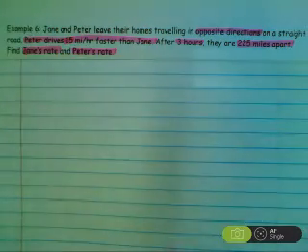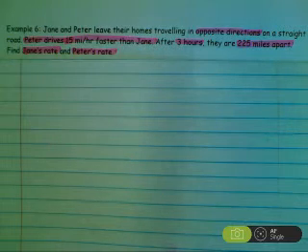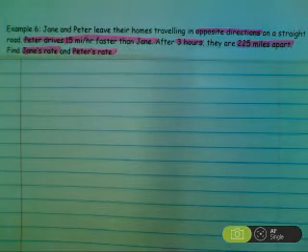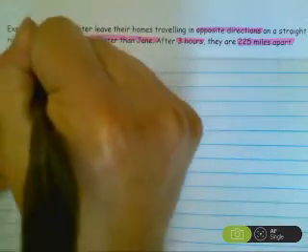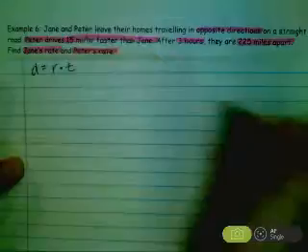Now, since they're going in opposite directions, you cannot set the distances equal to each other. You have no idea how far Jane travels and how far Peter travels. You don't need to know that for this problem, though. You know that the formula for distance is rate times time.